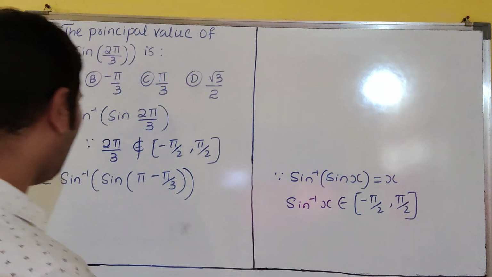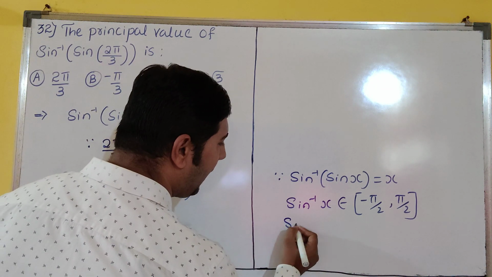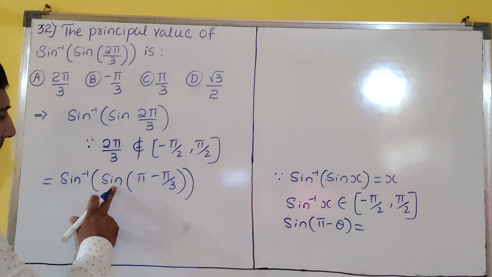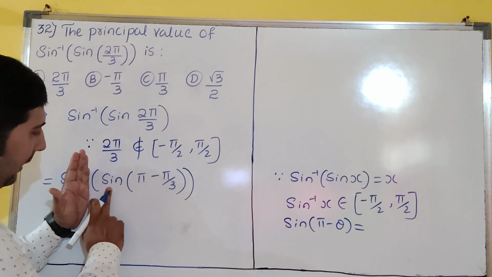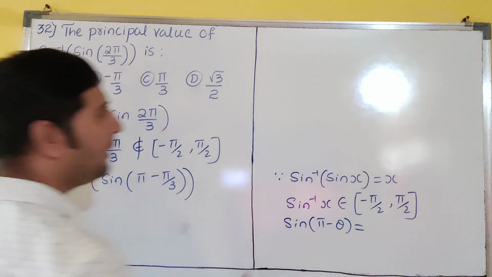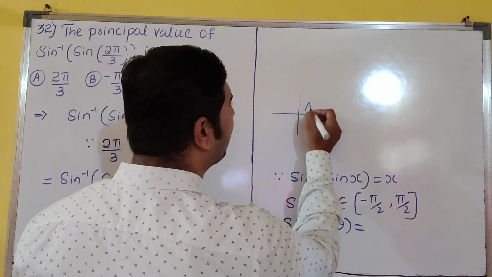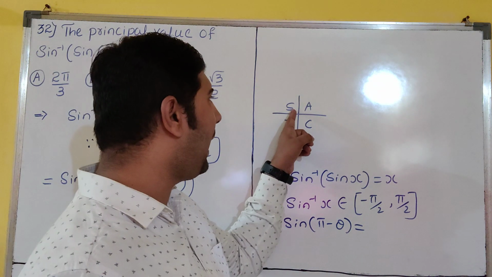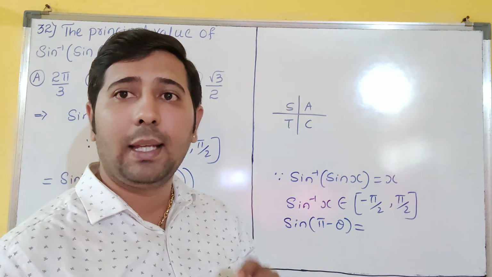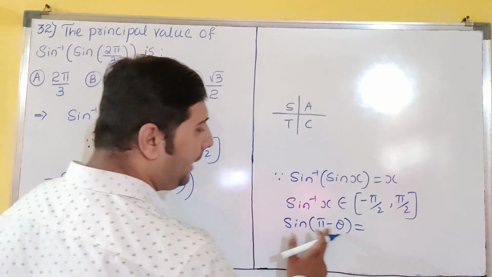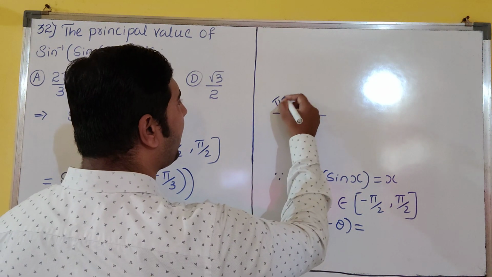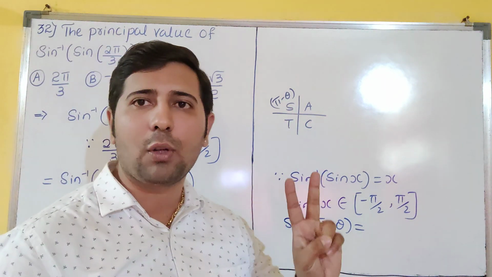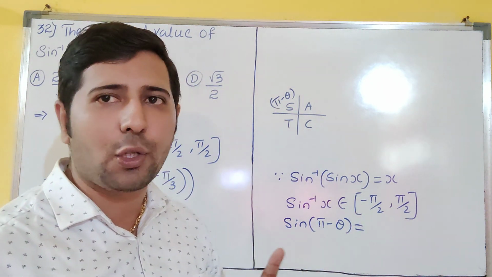So then what is this one you see here? This is looking like sin of pi minus theta. Sin pi minus theta, you have learned in first year. Sin and cosec are positive in the second quadrant. 180 minus theta, pi minus theta, will come in the second quadrant. In the second quadrant, sin is positive.